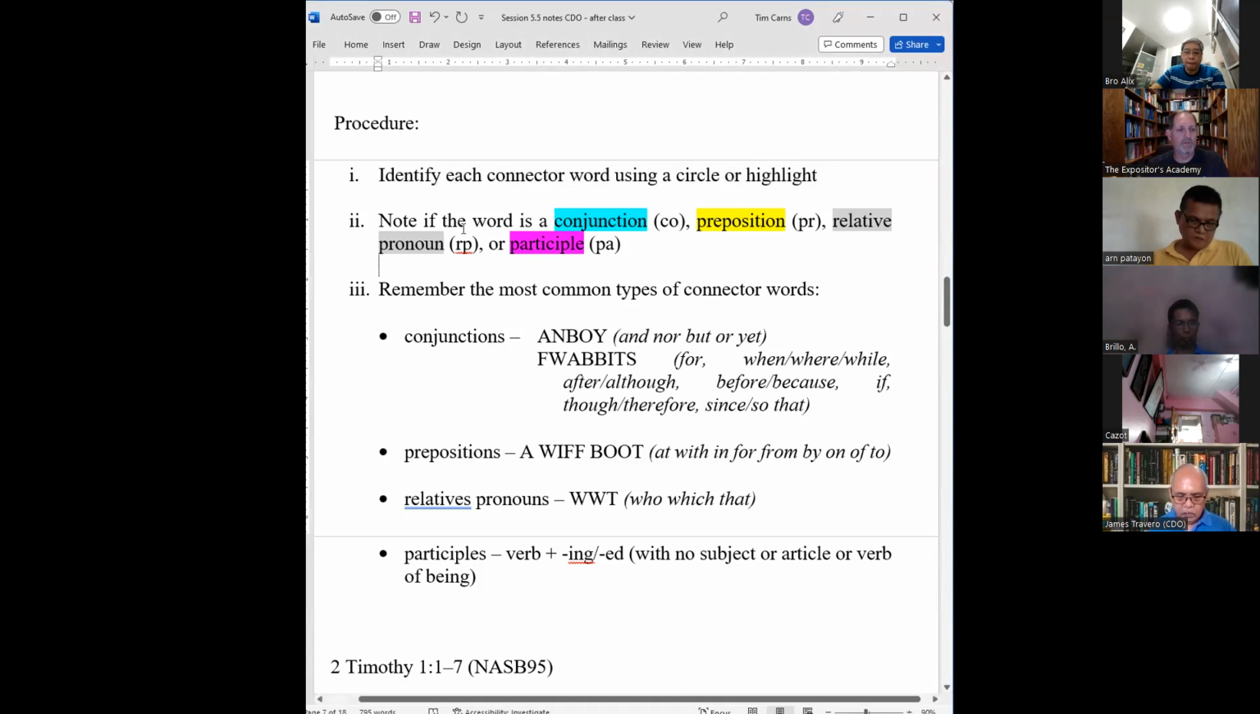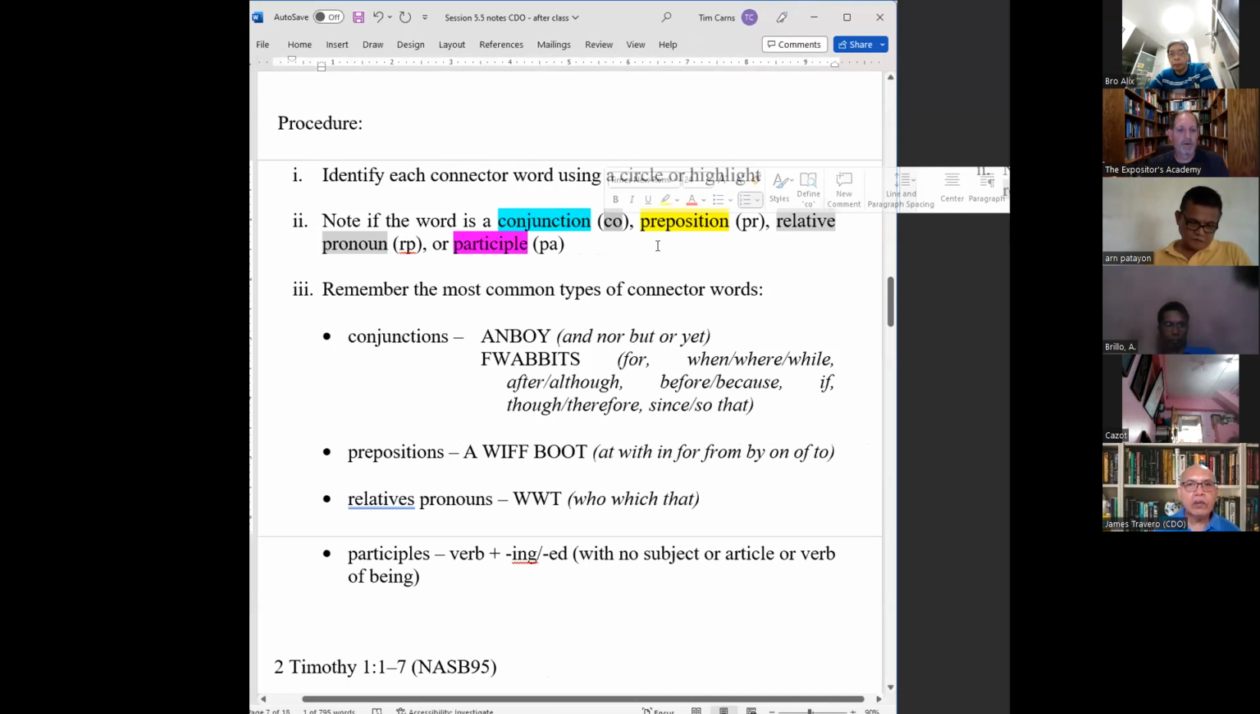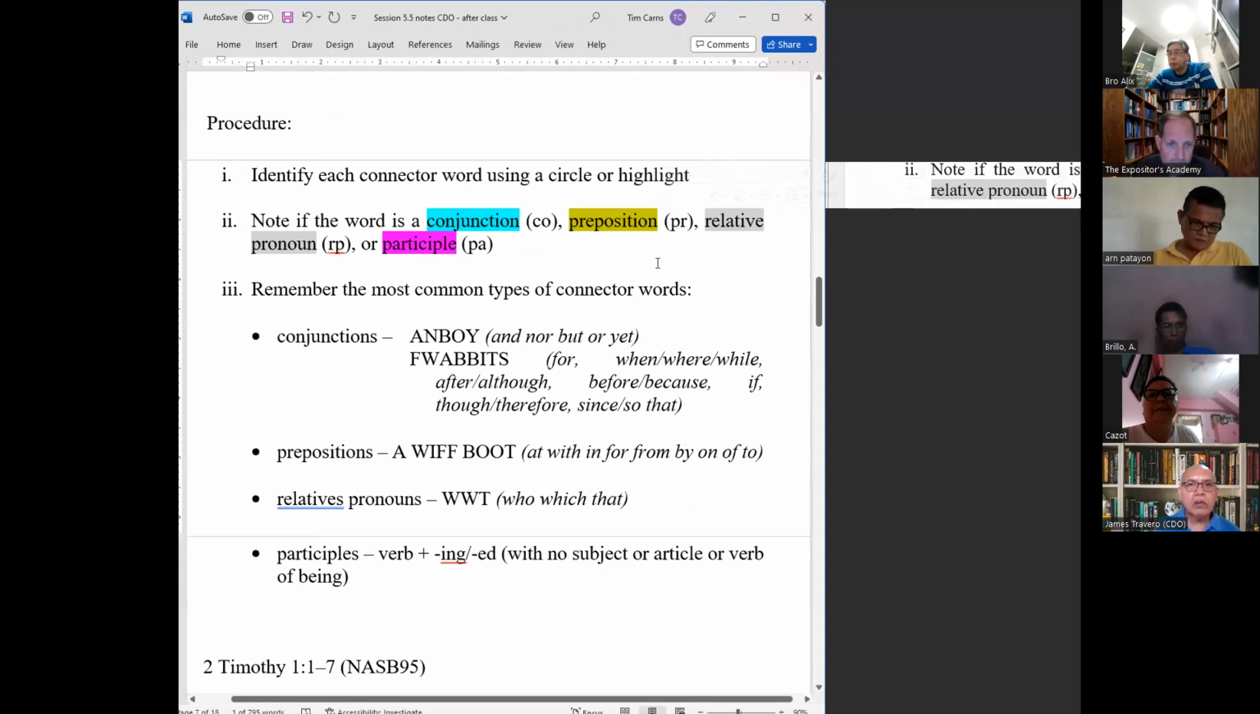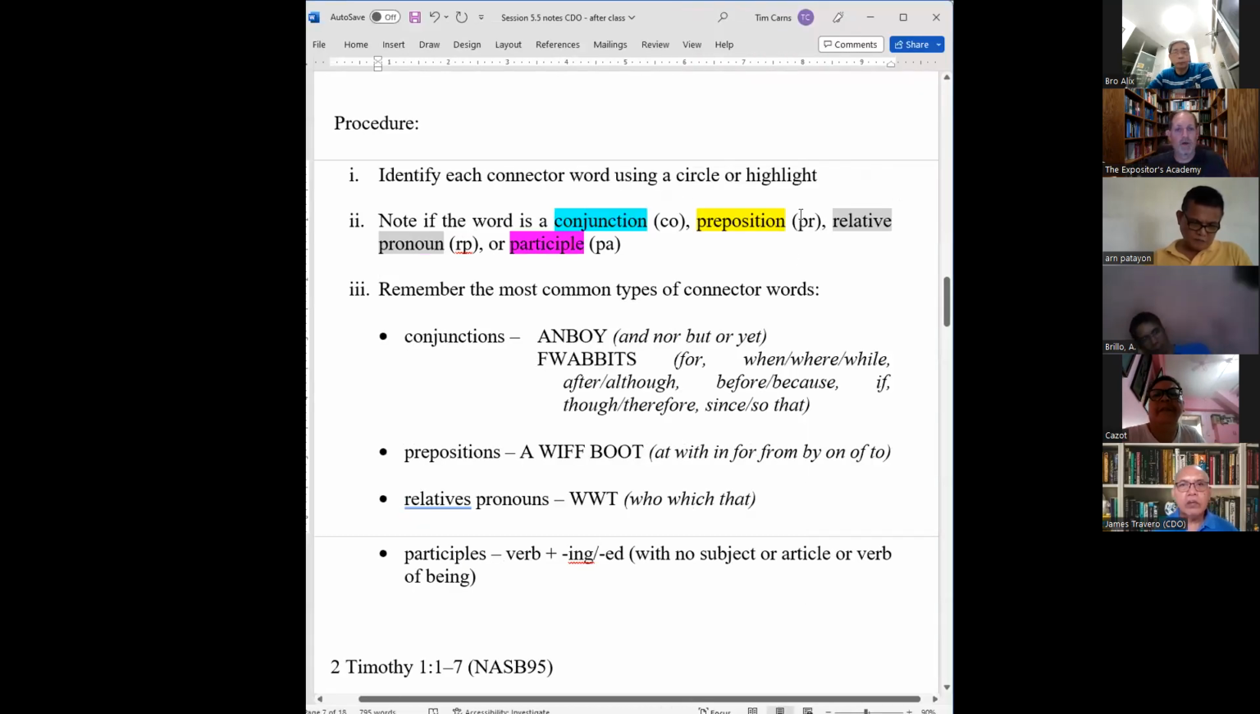I would like you to identify not just that it's a connector word, but what kind of connector word. Okay? So if it's a conjunction, I want you to highlight it. If you can, highlight it in blue, and at least then put CO over the top of it. If it's a preposition, if you have the software, you can highlight it in yellow, but put PR over it. If it's a relative pronoun, I have the gray color, and then RP. If it's a participle, the purple color, PA.